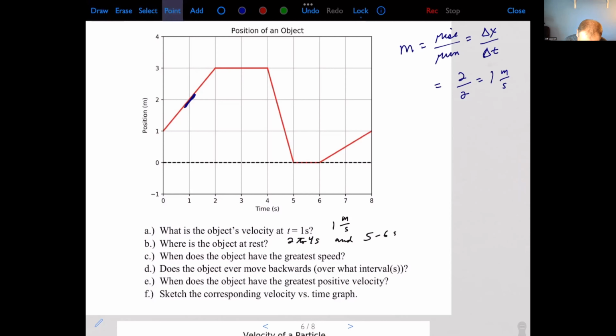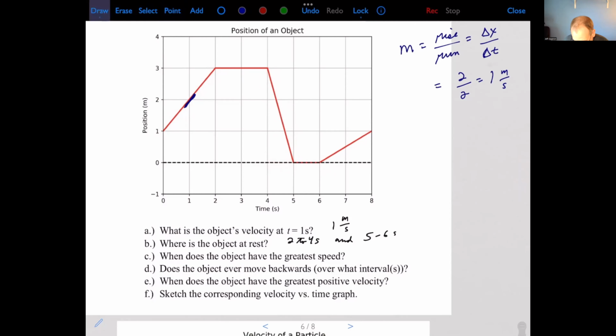So here it looks like the slope is 1, right? We already calculated that one. Here it looks like the slope is -3, right? Because it's going down 3 over 1, so -3. And here it looks like it's going up 1 over 2, so it looks like it's 1/2. So -3 is the velocity here, but that means the speed is going to be +3, right? It's the absolute value. It's going to be 3 meters per second. Here the speed is 1. Here the speed is 3. Here the speed is 1/2. So it looks like between 4 and 5 seconds, I have the greatest speed.